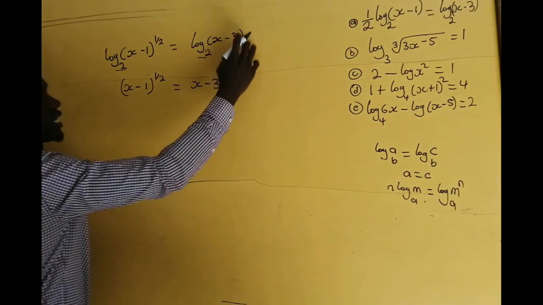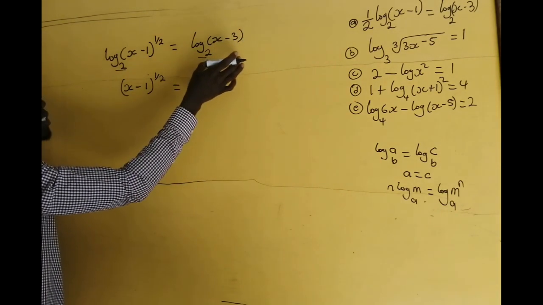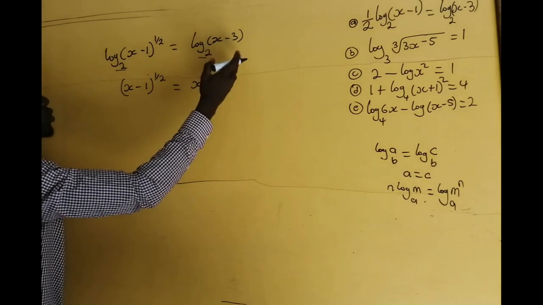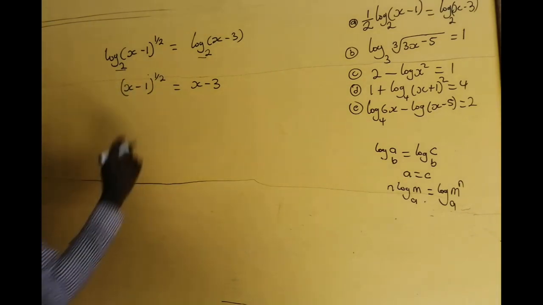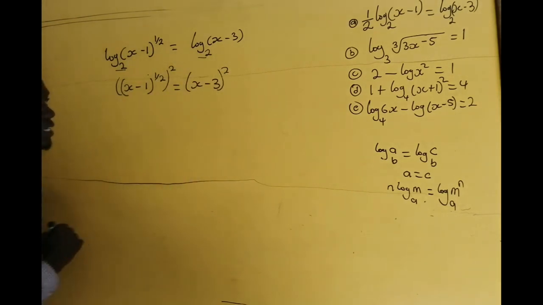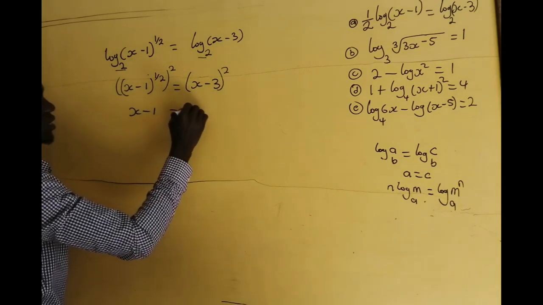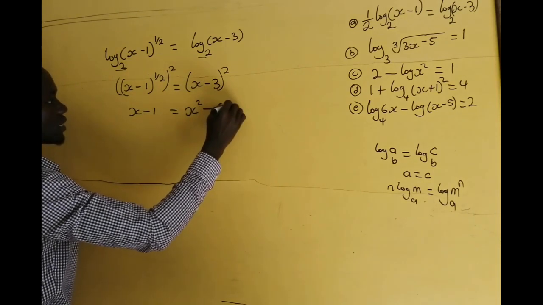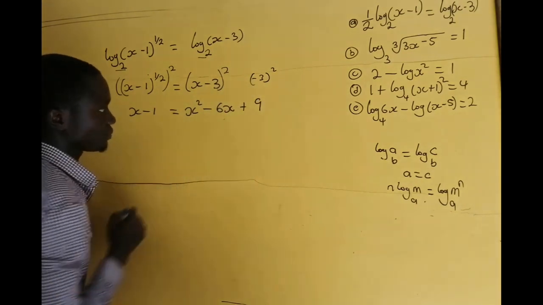And here, we take the antilog of both sides. So how do you remove the power half? By squaring here, and then squaring here. So we have x minus 1 equal to x squared, 2 times x times this, we have minus 6x, and here we have negative 3 squared, that will give us positive 9.